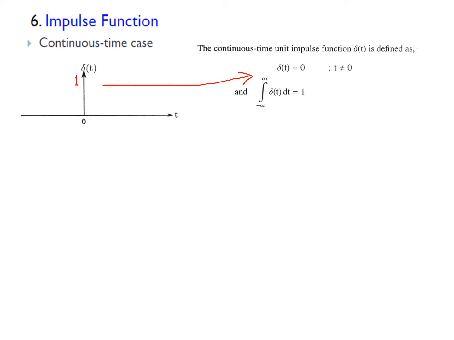It looks very strange. It requires two equations. The first equation says the signal is 0 everywhere except at t equal to 0. That's why I have written t not equal to 0.